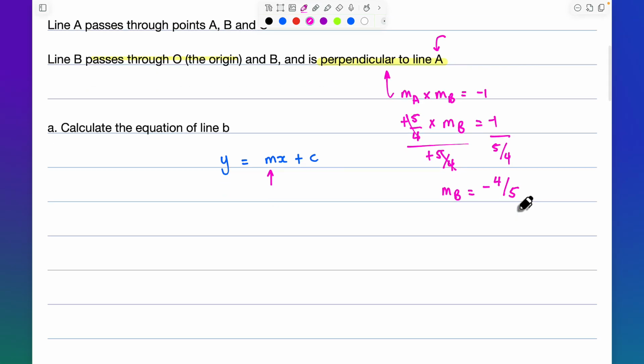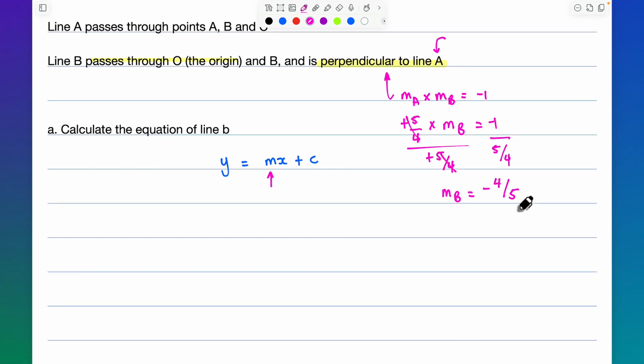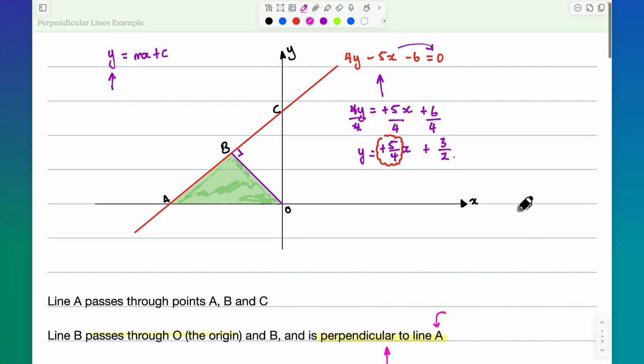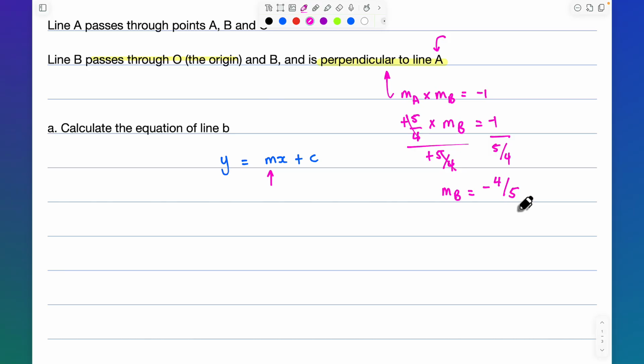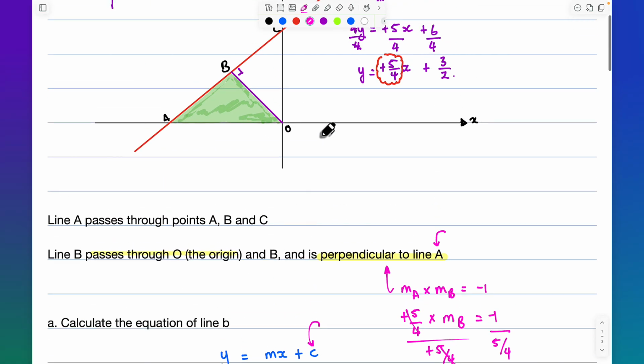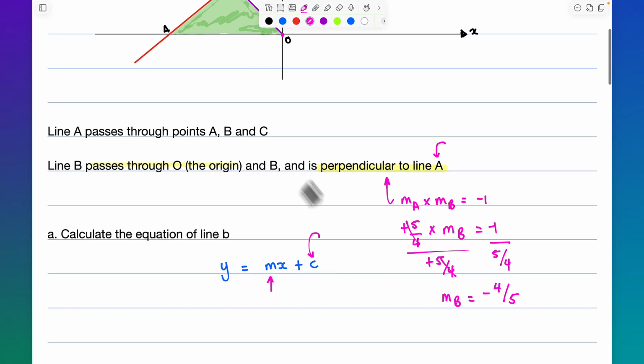Okay, so now we have the gradient. Now let us use the gradient and the point to find the C value. There's actually a shortcut in this case, because remember your C value is the point where it crosses the y-axis. We can tell that it crosses the y-axis at y equal to 0, so we already know the y-intercept is 0. But let's just throw it into our equation.